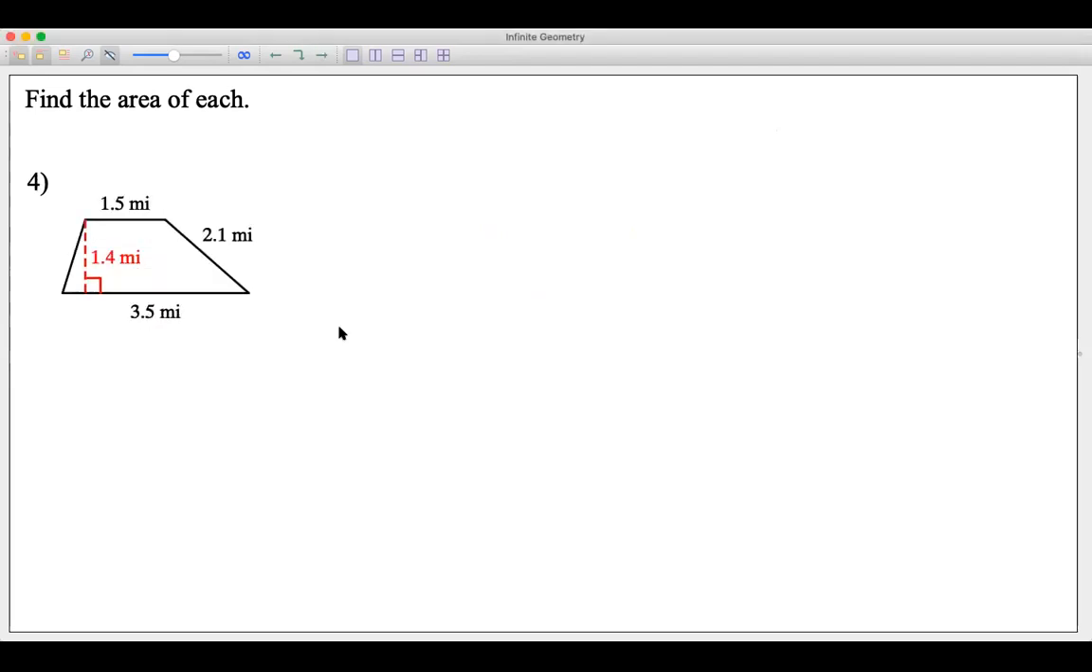Moving on. What's the shape? Trapezoid. What's the formula? A for area is equal to somebody.